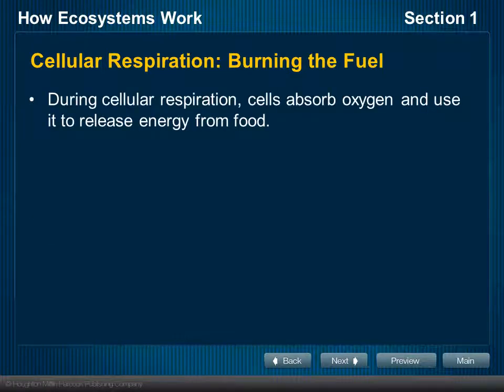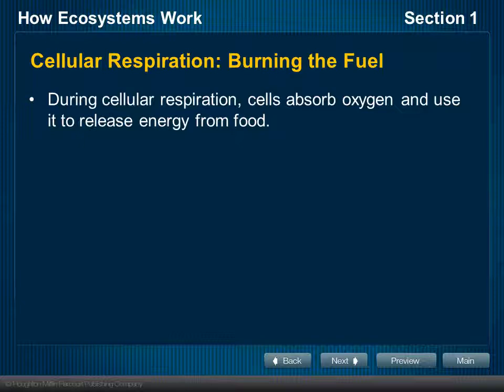How this happens: the cell absorbs oxygen and uses it to release energy from the food, just like the internal combustion engine mixes the oxygen in the air with the gasoline in order to have the chemical reaction of combustion take place, in order to harvest mechanical energy out of that for movement.